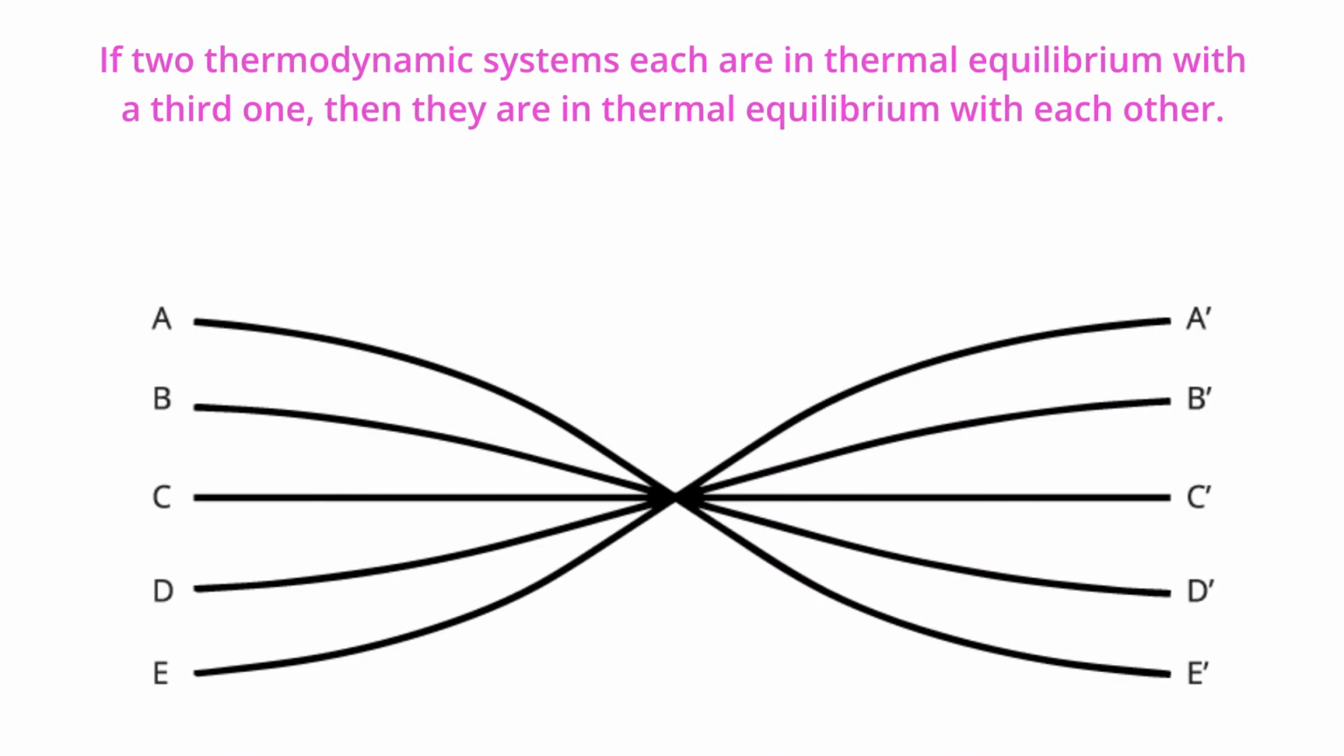The 0th law of thermodynamics. If two thermodynamic systems are each in thermal equilibrium with a third one, then they are in thermal equilibrium with each other. In this model, A is symmetrical to A prime, A prime is symmetrical to E prime, and A is symmetrical to E prime. These are consistent with the 0th law of thermodynamics.